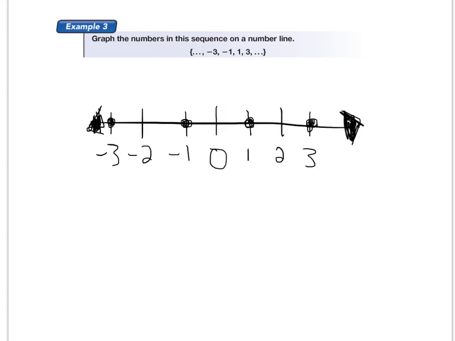Notice I did not graph any other numbers. I didn't color anything else in because those numbers, like negative 2, are not odd numbers. Neither is 0, neither is 2. So those are not colored in.